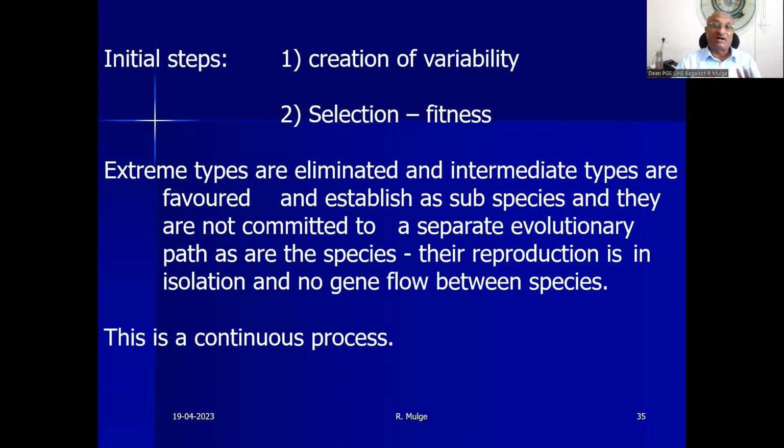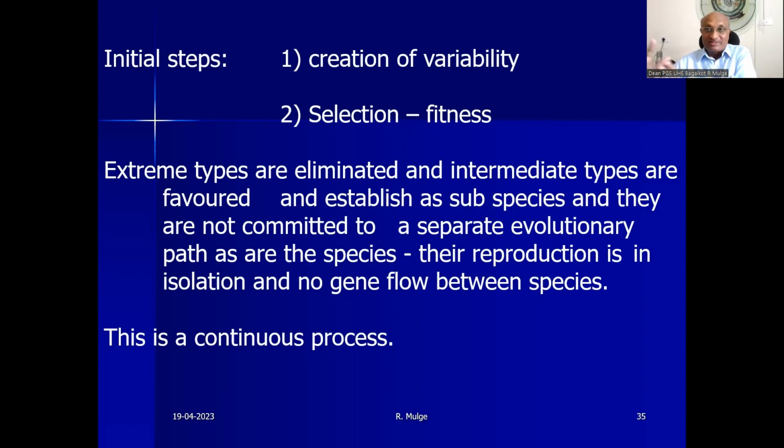So the different types will survive. Always remember here, in the course of evolution, extreme types are eliminated. Very good will also be eliminated, very bad is also eliminated, and intermediate types are favored. And they establish as a subspecies, and they are not committed to a separate evolutionary path as the species are. Their reproduction is in isolation and there is no gene flow between the species.